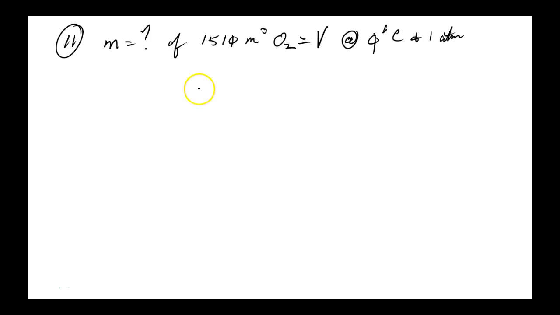So we know the density of oxygen at that same condition. And what did you say that was? 1.43 kilograms per cubic meter. Okay. So we know the density. We have the volume. I think we could determine the mass, couldn't we? By the way, 1510 is a huge volume, so expect a fairly decent mass here.